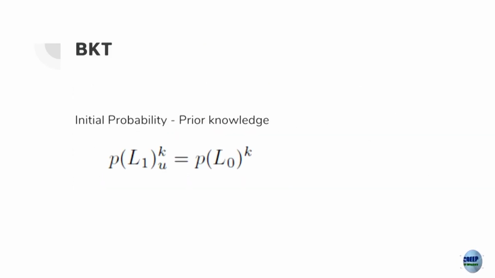So the initial probability, the probability of prior knowledge, is simply based on the probability that the student would have known it. You have to compute this value from the student's pre-test or something. This is not known to the system, you have to compute it manually.